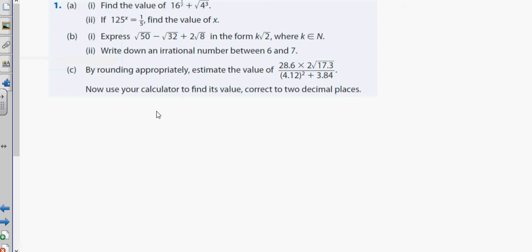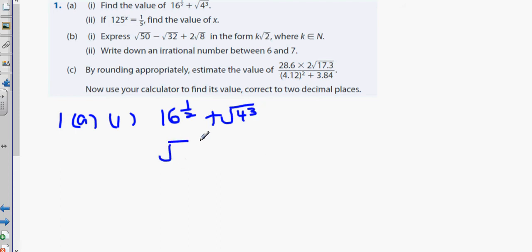Okay, so we're doing this video. First question is find the value of 16 to the power of a half. So 1a part 1. This is basically 16 to the power of a half plus root 4 cubed. Okay, so what you can say is that root 16, that means root 16, 4 cubed is actually root 64. And then what you can get here is 4 plus 8, which should equal 12. So 8 plus 4 equals 12. So that's the answer to part 1.